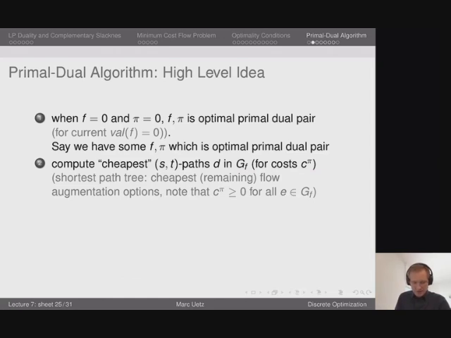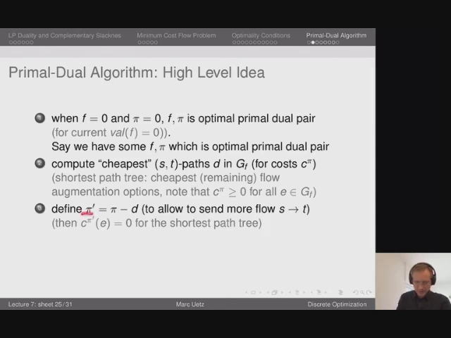Now, what does this shortest path tree represent? You should really think of the s-t paths in this shortest path tree as the remaining flow augmentation options, and then the length or the total cost of such a path really corresponds to the cost to send 1 unit of flow along such a path. Now what we want to do is augment the flow while remaining optimal. And how do we do that?